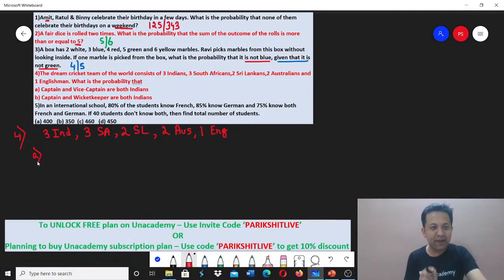So you need to select 2 players such that the captain and the vice captain are both Indians. Okay. Total, how many are there? Remember, probability is favorable divided by total. So total, how many players are there? Total 11 players. Correct? We need Indians. So how many Indians are there? 3 Indians. So 3 by 11. You got to select the captain. So out of the 11 players, you can select the captain in 3 ways. If someone is thinking about P and C, you can say 11C1 and 3C1. 11C1 is 11, 3C1 is 3.